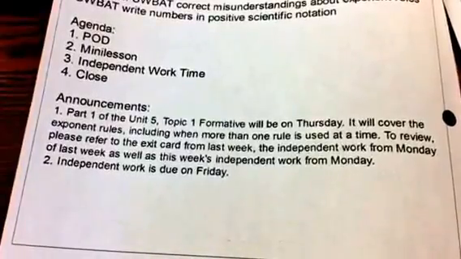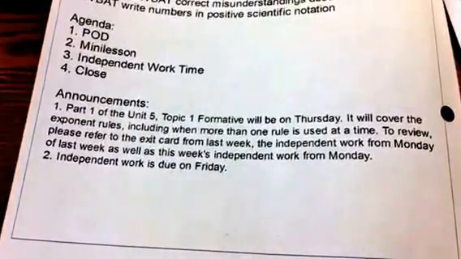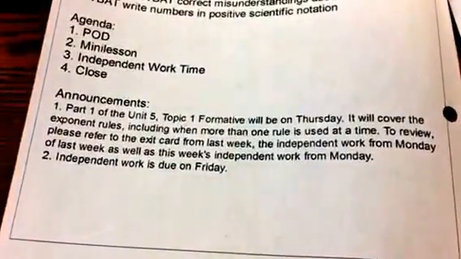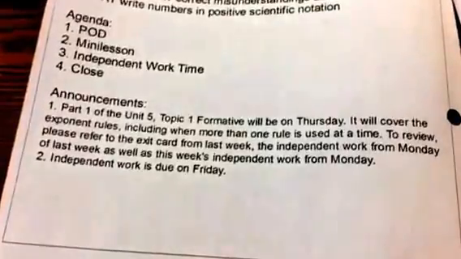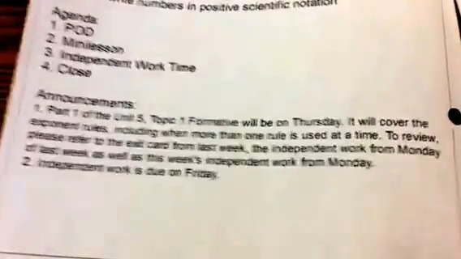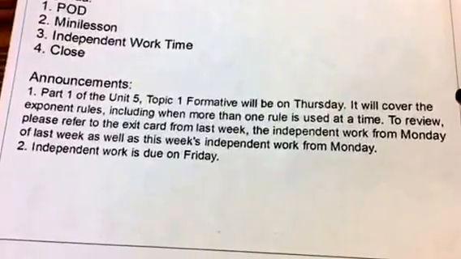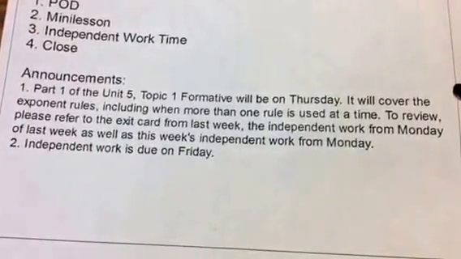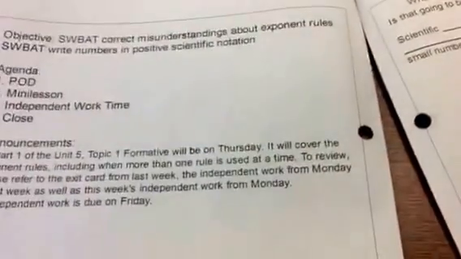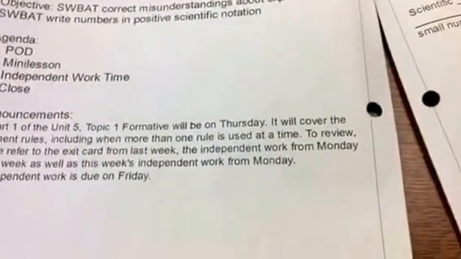So just keep in mind that you guys have your formative on Thursday. It's going to cover the exponent rules. You guys can refer to your exit card. You can refer to your independent work. Some of you are going to get that back today. And the independent work that you got yesterday, that's due on Friday. I have keys available for the independent work. They're on my desk. They're right there. But I didn't fill them out completely because it's just a lot of tables this week. It would have been easy to copy. So there's just kind of clues there.